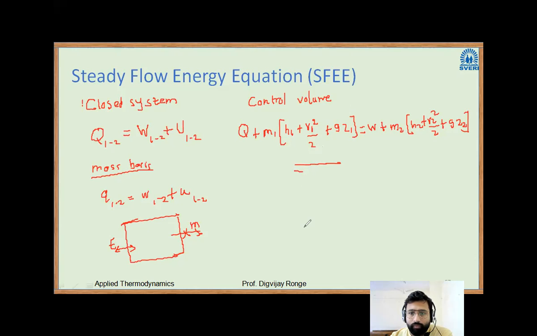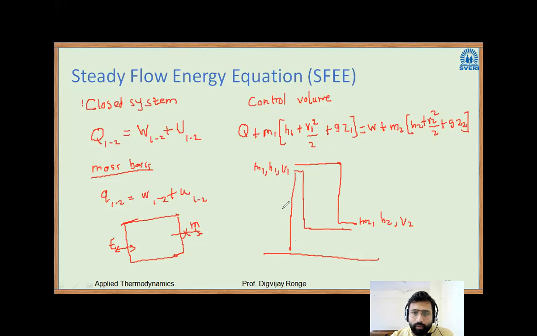Suppose this is a system. There is one inlet, and there is one outlet. In this case, the fluid is entering at mass flow rate, let us say M1, enthalpy H1, velocity V1. It is leaving the system at mass flow rate M2, enthalpy H2 and velocity V2. This is a datum. So the height of this inlet is Z1 and the outlet height is Z2. So write down this formula because we are going to solve with it shortly.